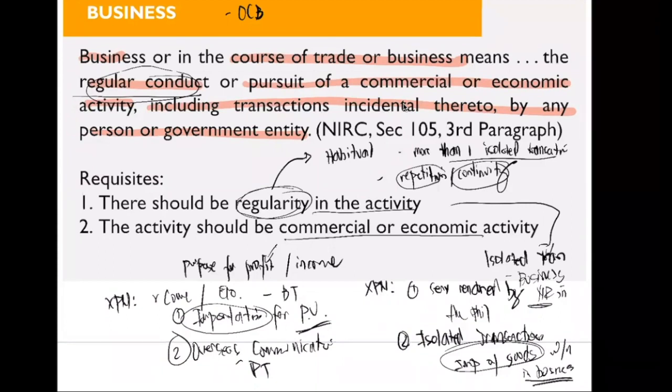Another requisite, we have your activity should be commercial or economic. The activity is considered commercial or economic if the purpose is for profit or to earn an income. The exemption to this rule is that if it is not commercial or economic, we still subject it to business tax. And those are your importation for personal use and your overseas communication. Okay? So let's go back to all the rules that we have learned already.